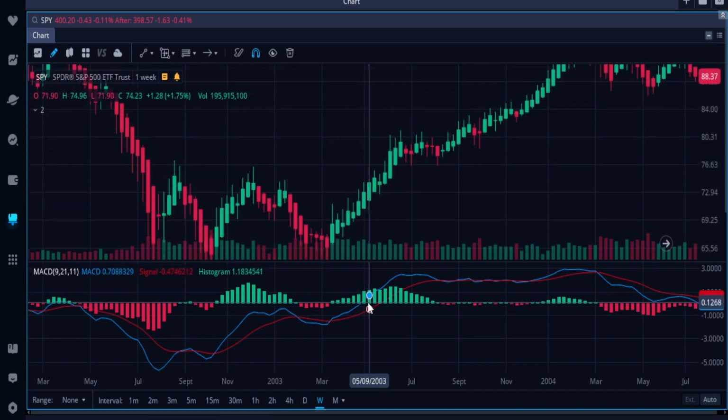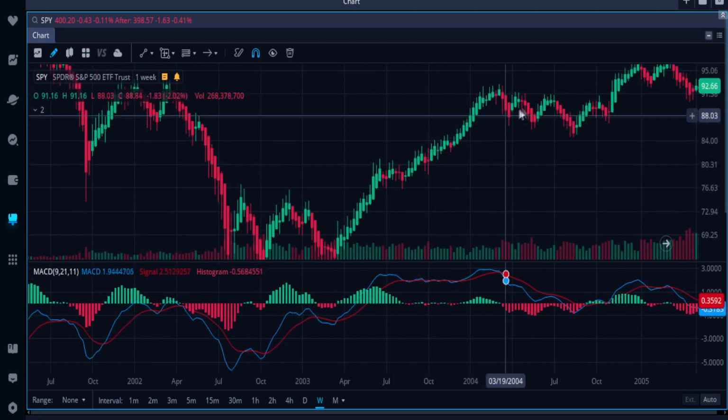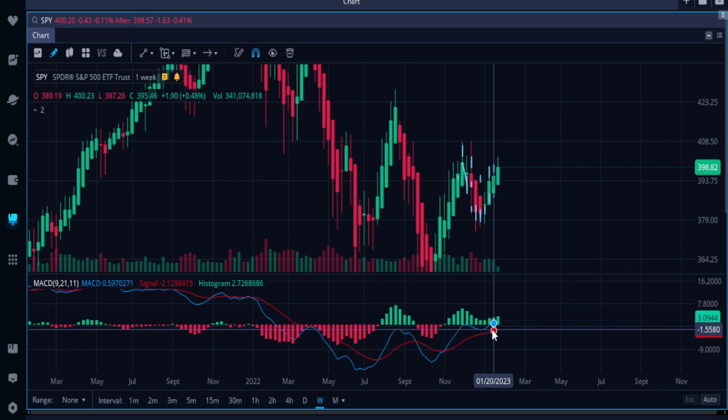In May 2003, it finally broke above the 0 point histogram, as you see the buyer line and the seller line break above it. And what happened after that? We had a big move to the upside. So as you can see, when the buyer and the seller line break above the 0 point histogram on the weekly time frame with momentum, it usually signifies that we're about to get a big move to the upside.